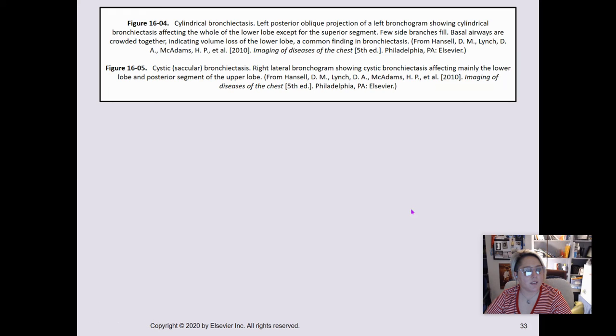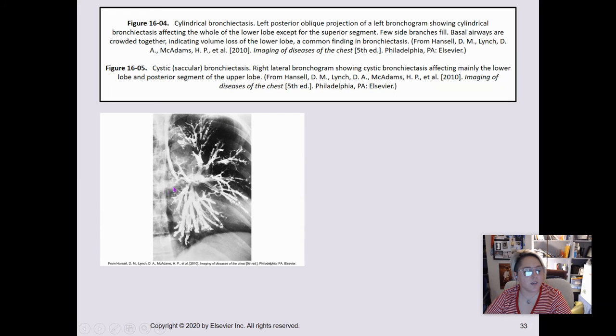Cylindrical bronchiectasis. Okay, so we see, look, they did a bronchogram. See how they filled it up and it looks cylindrical? It's a bronchiectasis. It's affecting the whole of the lower lobe except for a superior segment. The basal airways are crowded together, indicating volume loss of the lower lobe, and it's a common finding in bronchiectasis.